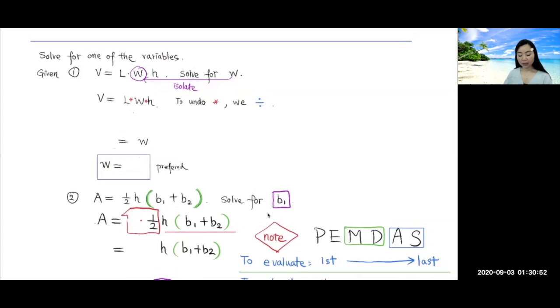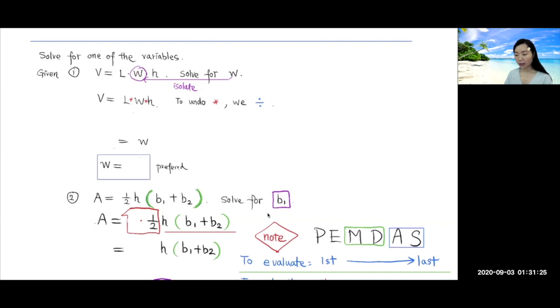Okay, so we want to solve for one of the variables in the following formulas. The first one is actually the formula for the volume of a rectangular box. Length times width times height gives you the volume for the box. You don't need to memorize this formula. In this problem, you just need to solve for W, which means try to isolate this W here.